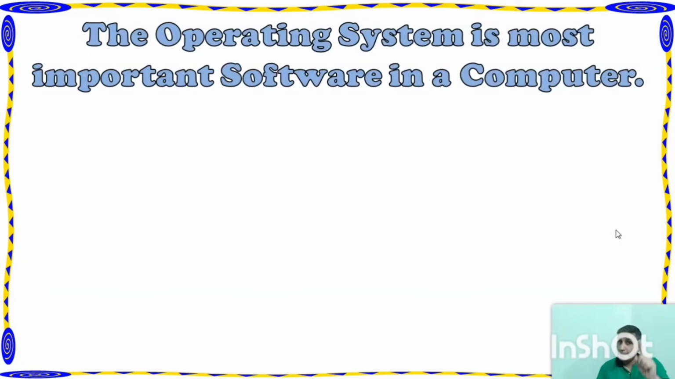Now, like the most important hardware was the microprocessor, the most important software in a computer is the operating system. Now, what is the operating system? The operating system is the first software that starts on your computer. When you start a mobile phone or a computer, the first software that starts is known as the operating system. The operating system is basically the traffic policeman, or should I say the owner.